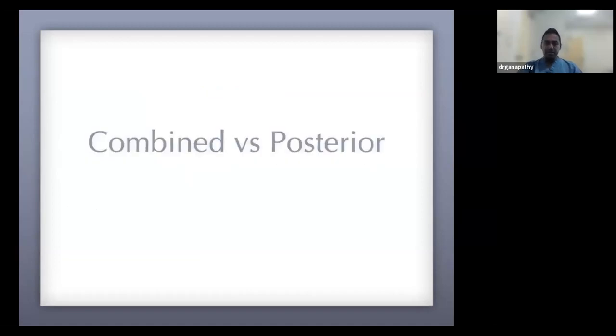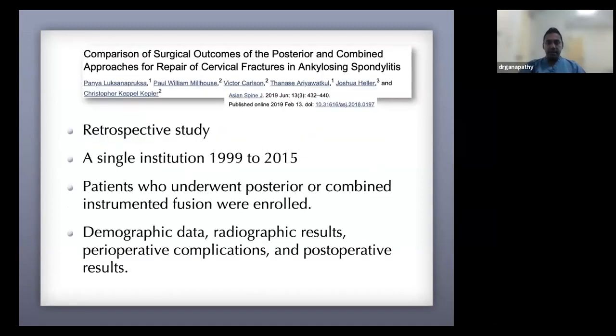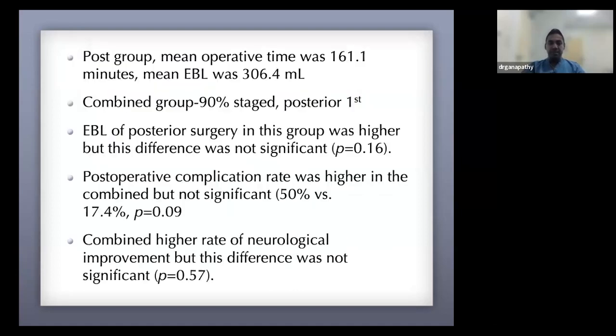So the next question is, do you do combined versus posterior? This is a study from 2019, again, a retrospective review with a single institution experience from 1999 to 2015. They looked at demographic data, radiographic results, perioperative complications, and postoperative results, and they concluded the mean operative time was 161 minutes with an EBL of 306 cc.